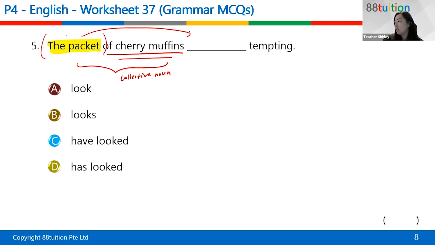So same thing, the subject and verb must agree, right? The verb. So the packet. Tanisha, you typed out the answer, is it? Let me see. B, yes. Looks tempting, because packet is one packet only. And it looks tempting, right? So therefore the answer is B. Any questions so far? Subject verb agreement, most of these.